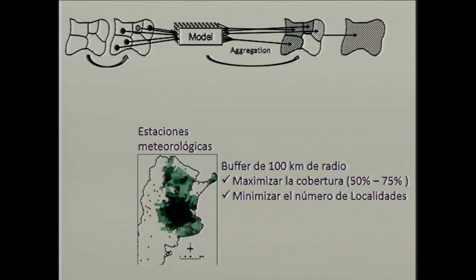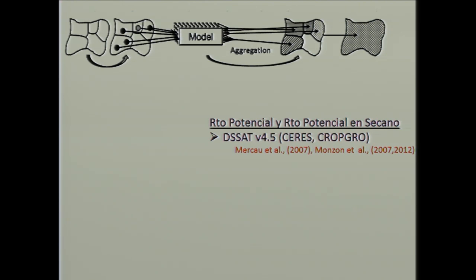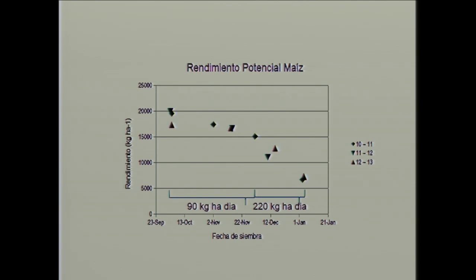We try to determine which were the main weather stations in each of these areas. And we establish a buffer zone around each weather station where we decided on the crop management. So with the simulation model, we were able to estimate what was the potential yield that could be reached in each of these locations. Something very important.